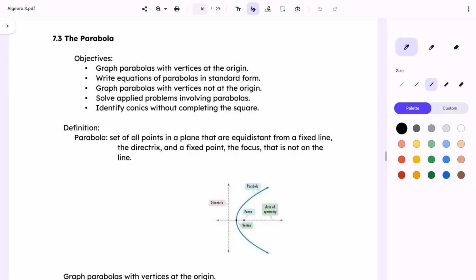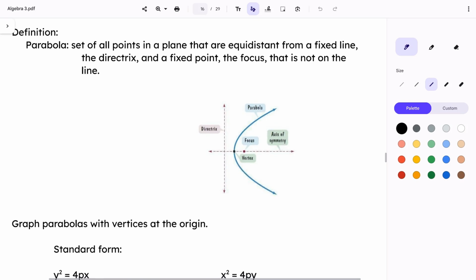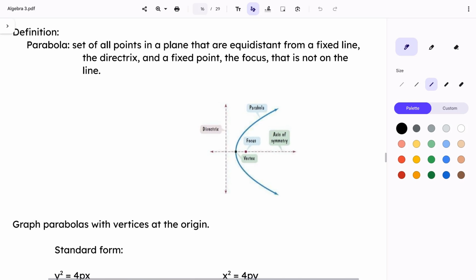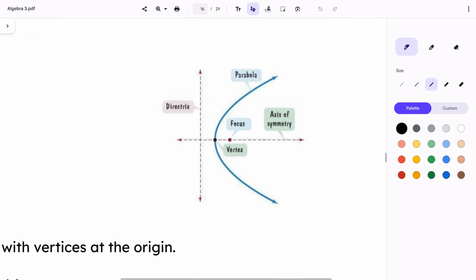Okay, so a parabola, just this general definition here, is a set of all points in a plane that are equidistant from a fixed line. There's something called the directrix on here, and then there's a fixed point called the focus that is not on the line. So it's not on that directrix line, it's not on the parabola. You can see a picture of what this looks like. My parabola still has that U shape like we're used to seeing, but we'll have the directrix, and we'll also have the focus.